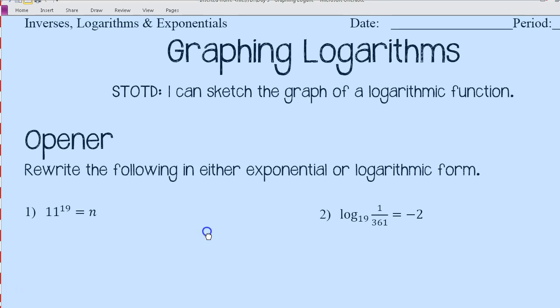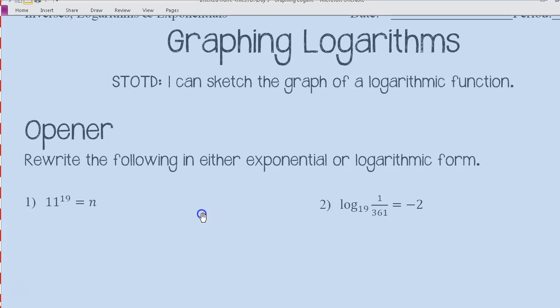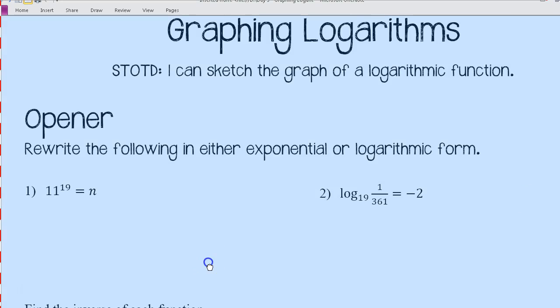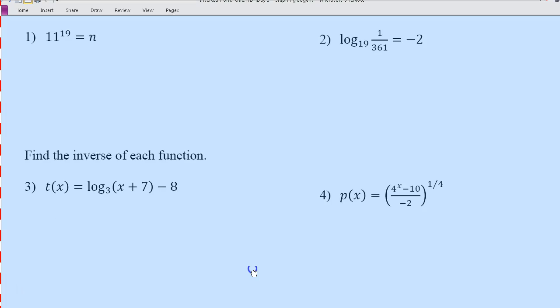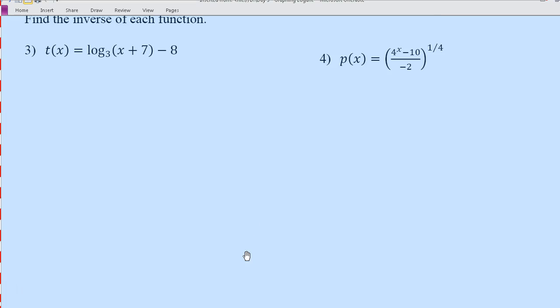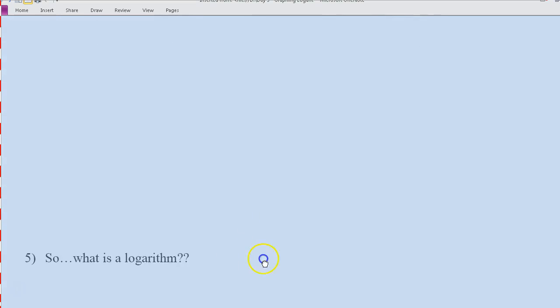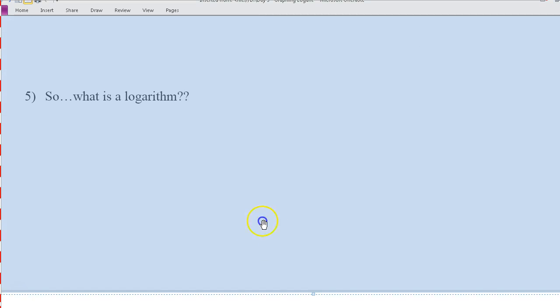This is graphing logarithms. So the first part of your notes here are 5 problems that should be review. The fifth one just kind of tests the concept to see how you, or the sixth one. So go ahead and do those 5 problems, and then we will talk about those when we meet again in class.